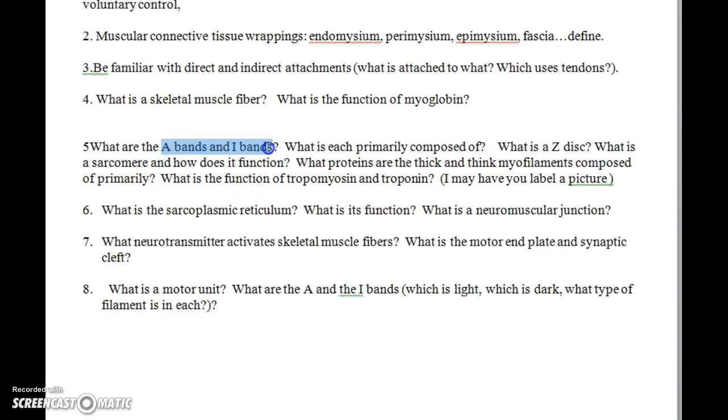Definitely know here, guys, on A bands and I bands, know which one of those mainly has the thick filaments and which one has the thin filaments. Know which one of those is the light bands and which one is the dark bands. Here, know what they're primarily composed of. Know which one's the thick and which one's the thin.